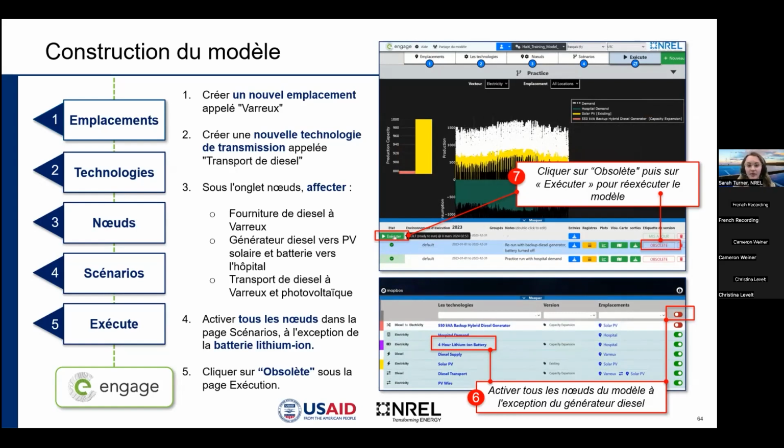That was just one approach with a backup diesel generator. But now we'll try rerunning our scenario where only the lithium-ion battery is enabled. To do this, we will go back into our Scenarios tab and turn off the diesel generator and enable the battery technology node instead. Once again, we can click Out of Date under the Runs page to rerun the model.